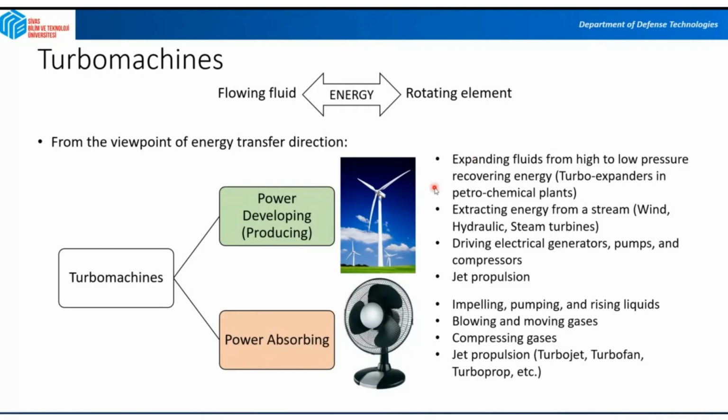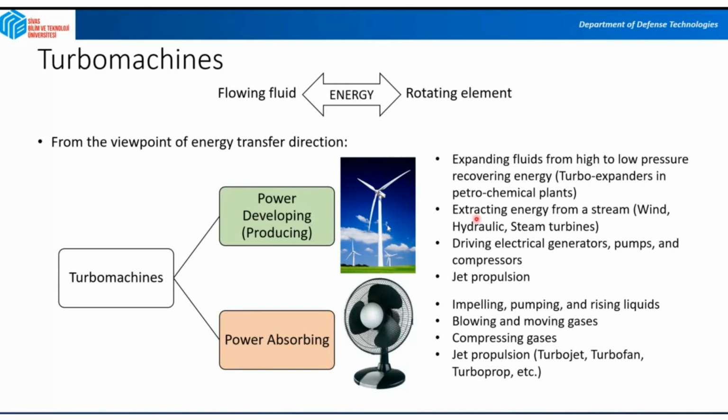And the example for the power absorbing machines is very clear to you. This is a fan, so we give electricity to this and it rotates, so it absorbs the power. It gets the electricity and gives the energy to the flow, to the fluid, and a completely reverse thing is happening in the wind turbines. So it gets the fluid energy, it gets the air energy, and then it converts it to electricity.